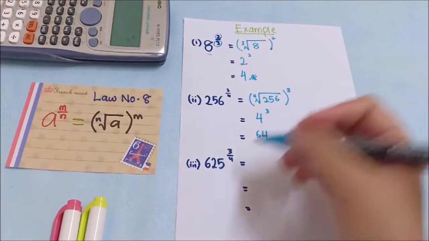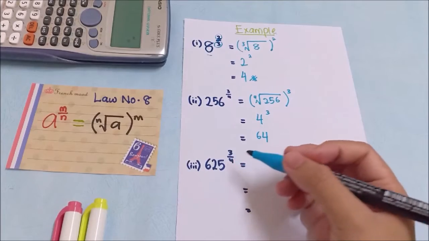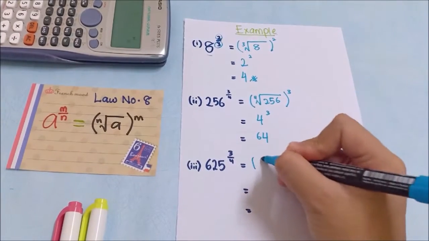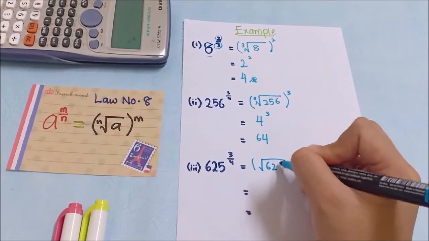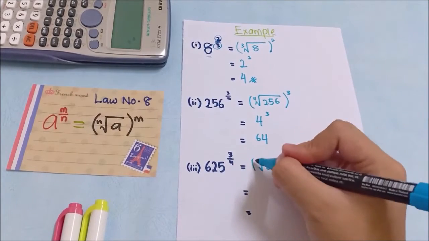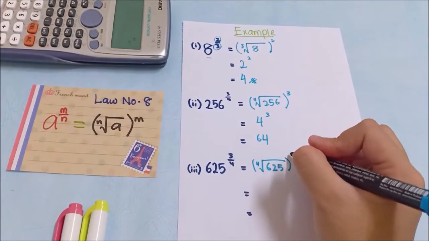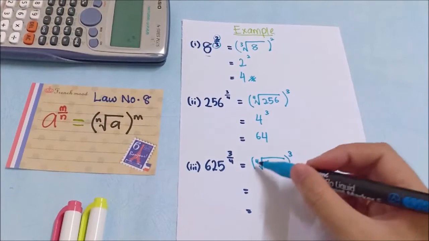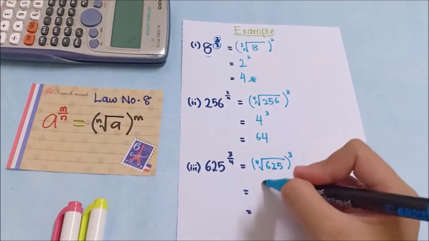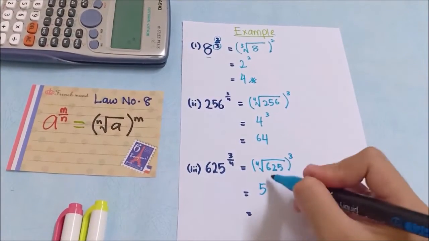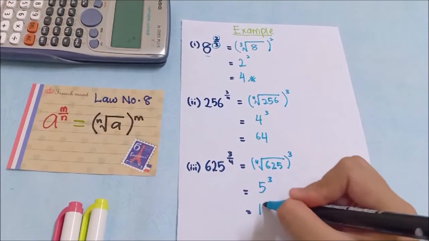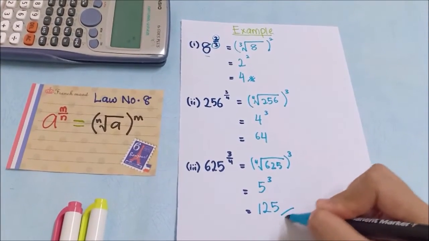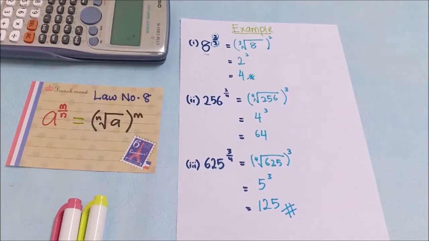Next, 625 to the power of 3 over 4. Same as before, 625. The bottom one inside, the upper one outside. So the 4th root of 625 is 5. 5 to the power of 3 is 125. So this is the final answer.